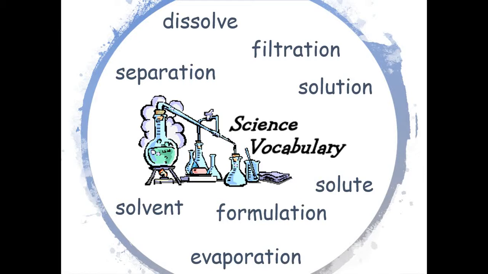Evaporation is another type of separation. We use evaporation to separate a soluble solid, so we can heat the liquid so it turns into steam and we're left with our salt in the pan. And a formulation is a mixture where you have a specific ratio of ingredients. So a cake is an example of a formulation.